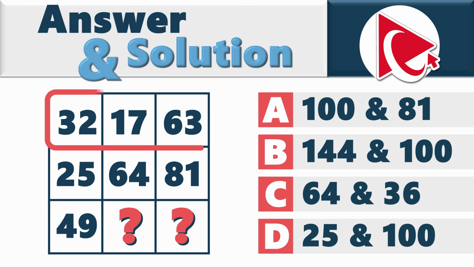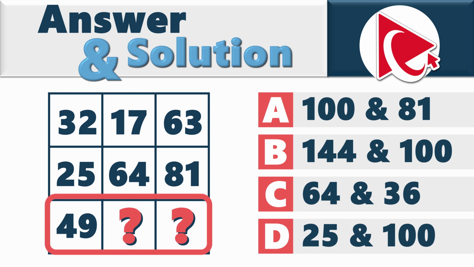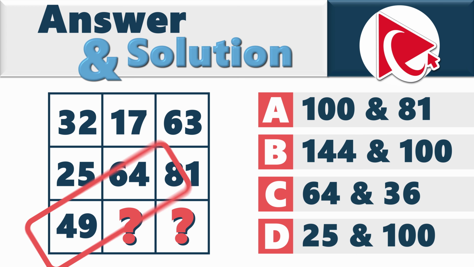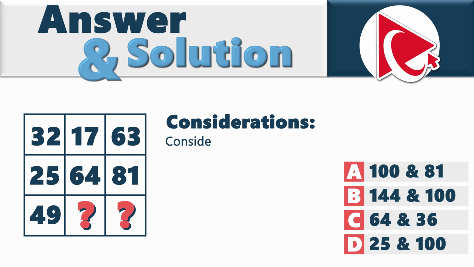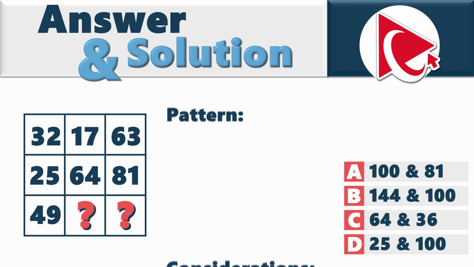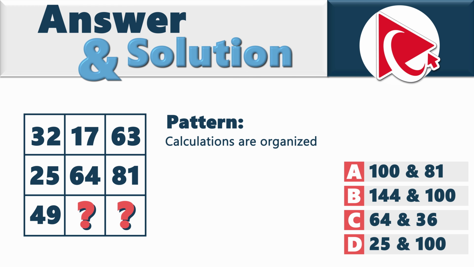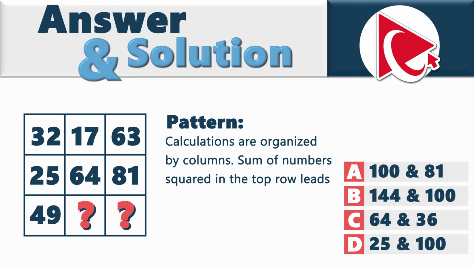I presented the data as rows 1, 2, and 3, but the calculations are happening in the columns 1, 2, and 3. You always need to consider that possibility. You also need to consider that layered calculations could be involved. Layered would mean that one calculation would be happening after another. For example, you can have addition as well as squared. And in fact, the calculations are organized in columns here. And the sum of numbers squared in the top row leads to the calculated value in the next row.